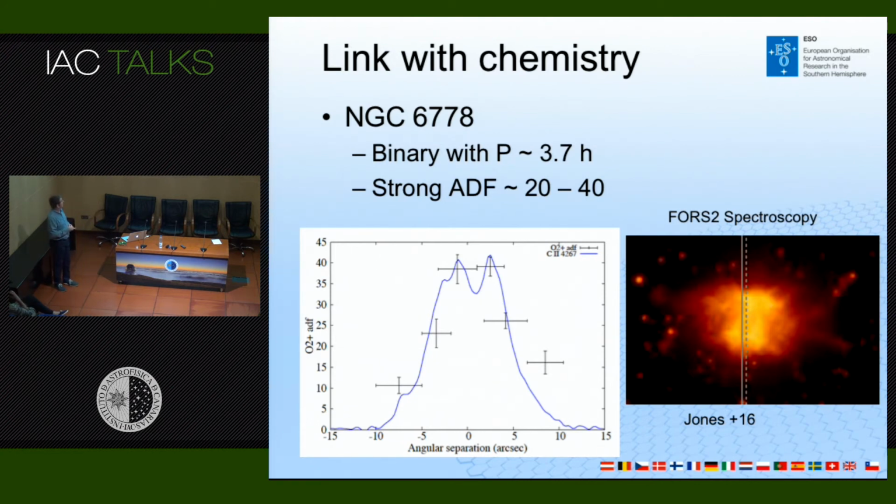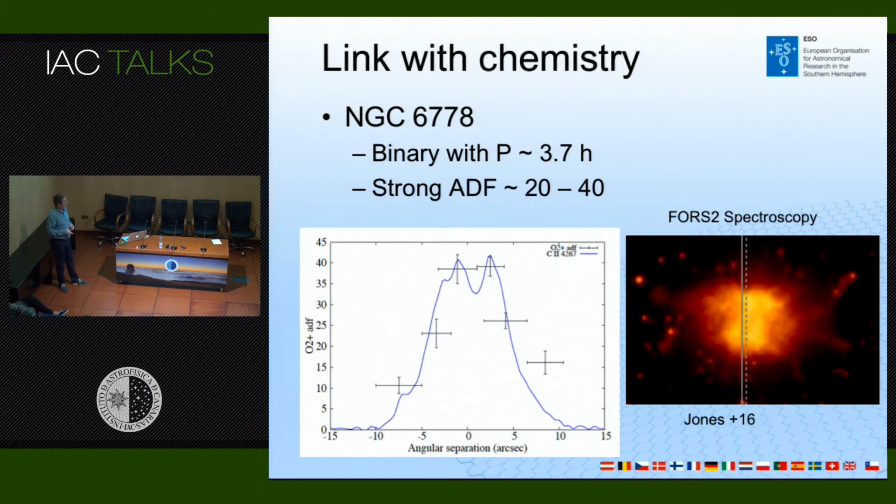And moreover, what we see is also that this ADF is in fact centrally peaked, so it's most important in the central part of the nebula than in the outer part of the nebula. So it looks like there are two components in this nebula. So this is already a first hint that there could be a link between binarity and chemistry.